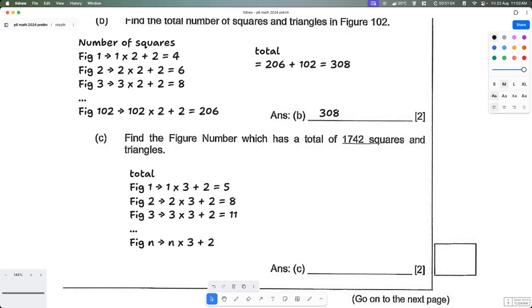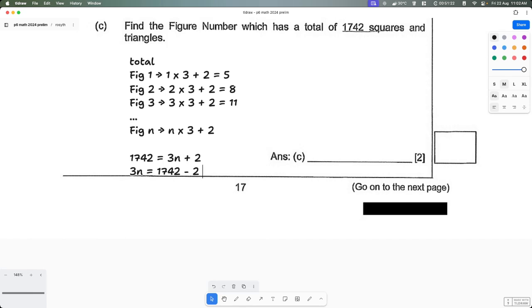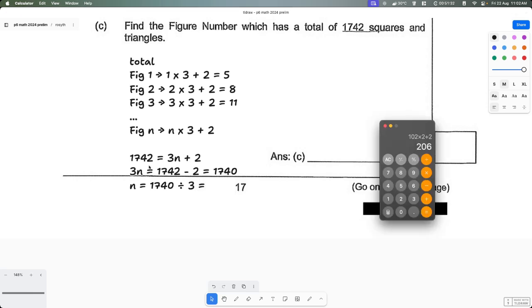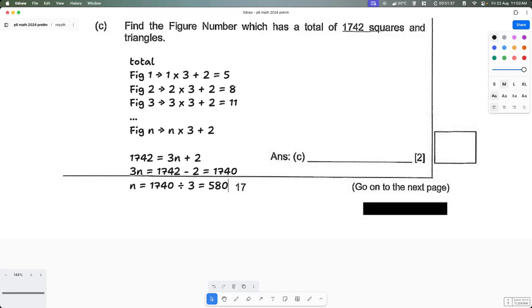Okay, so we can reverse engineer. That means 1742 is equal to 3n plus 2. So that means 3n is equal to 1742 minus 2, which is equal to 1740. So that means n is equal to 1740 divided by 3. This is equal to, calculator, 1740 divided by 3. This is 580. Okay, there you go. So that's the answer. The figure number is 580.